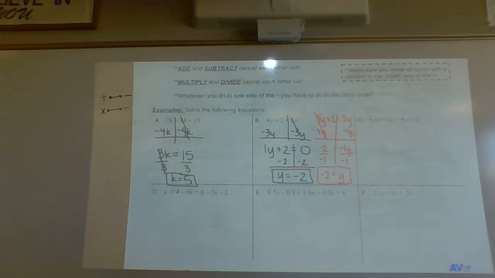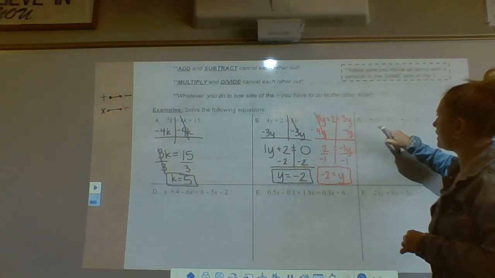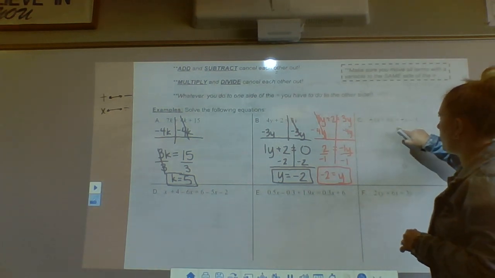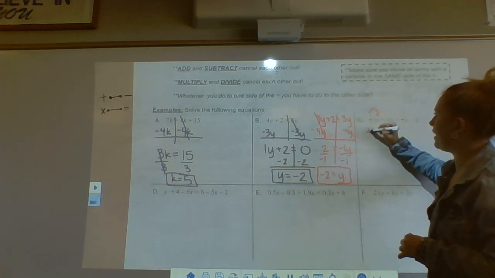Actually, we better do all of these. Okay. Multiplying here, this is the distributive property. So I'm going to multiply 1/2 times x. That's just 1/2 x.